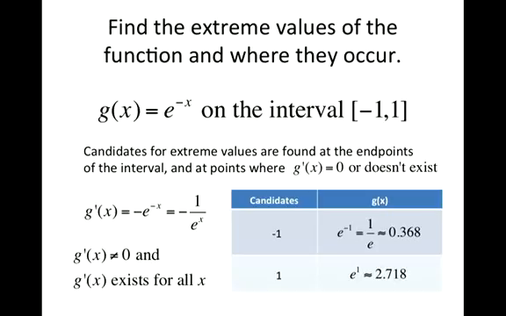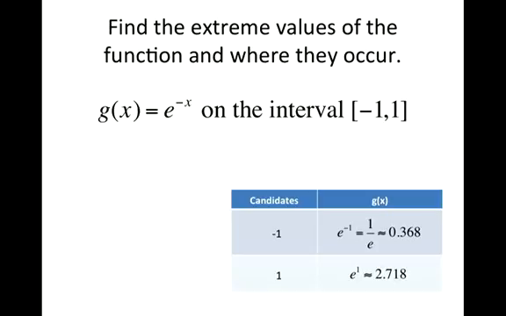All right, once you've gone through the process of evaluating your function at all the candidate points, we're ready to answer the question. You look at the table and you find where the function takes its smallest value and where it takes its largest value, and you use those to answer your question. Those are your minimum and your maximum respectively.